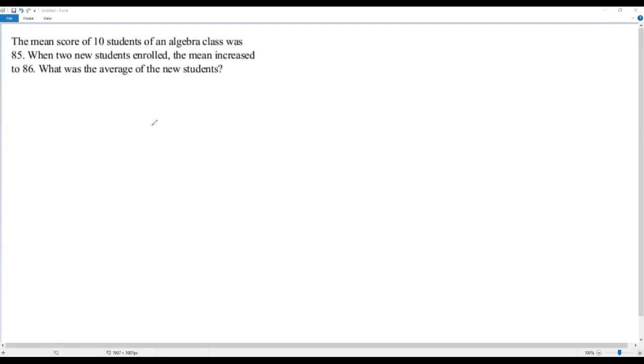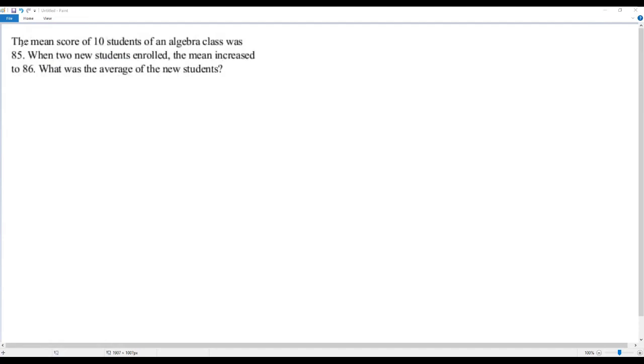Here we have a SAT math problem. Okay, let's go to the question. The mean score of 10 students of an algebra class was 85. When 2 new students enrolled, the mean increased to 86. What was the average of the new students? Using the given information, we have to find the average of the scores of the 2 new students.